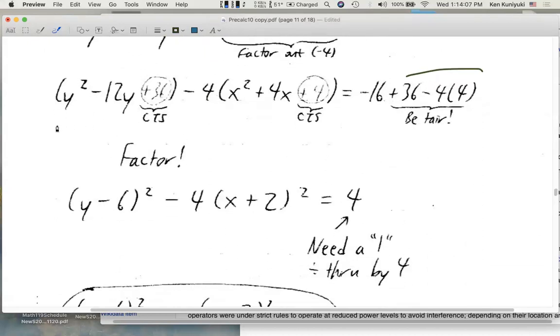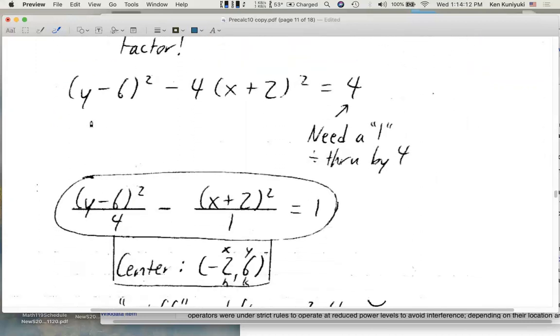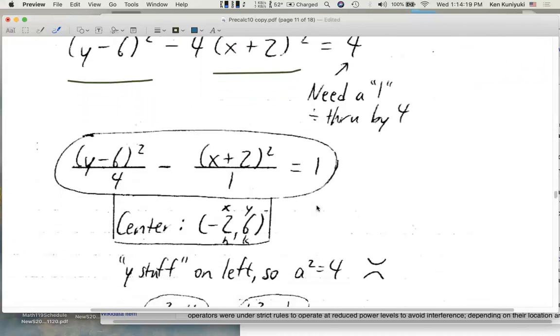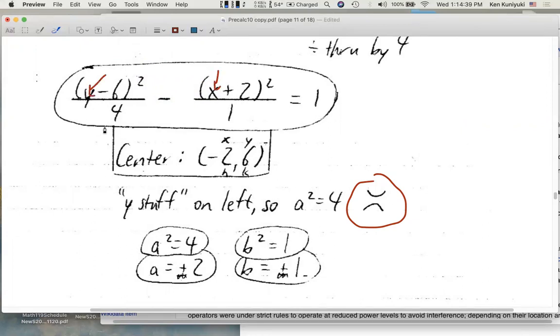We now have perfect square trinomials over here and over here. Factor them. Right. Divide by the right side, so we get a 1 on the right side. All right. That's in standard form. The y squared stuff is on the left, so it's going to be a vertical hyperbola, opening up and down. The center makes the left side 0. Be careful, x equals negative 2 over here. y equals positive 6 over here. Be careful of the order.